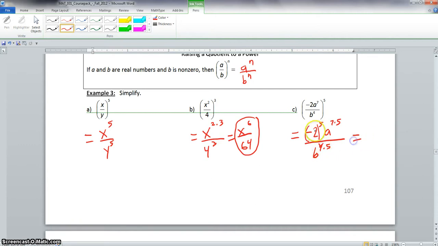Okay, so now, (-2) to the 5th power is -32. And a to the 7 times 5 will give you a to the 35th, all over b to the 4 times 5 is b to the 20th. And that is it for C.